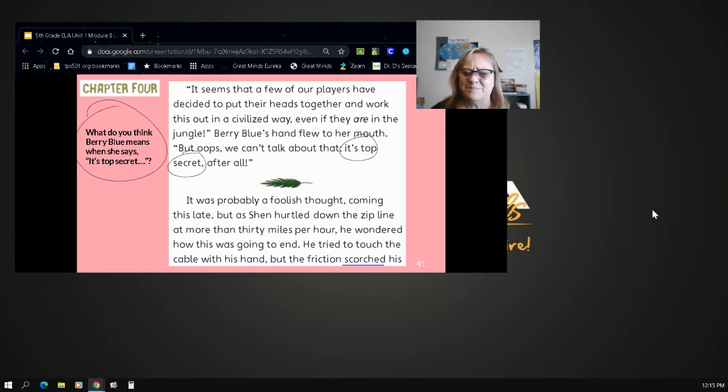What does Barry Blue mean when she says it's top secret? What is she talking about? I agree. She is talking about how the players are working together, like cooperating. But then do you see how the word are is in italics? That's the slant. That's what it's called, italics. What is she saying is the secret? I do think the author is giving the reader a clue here. Wonder what the clue is. Let's keep reading.